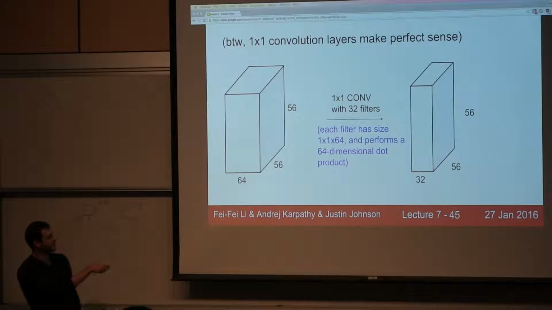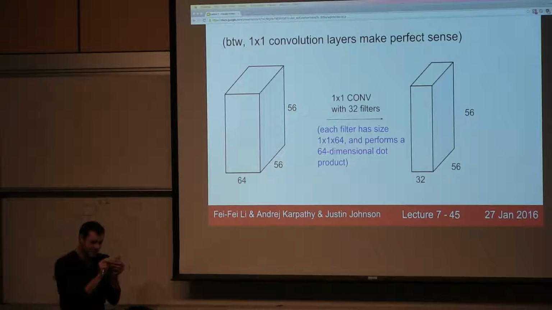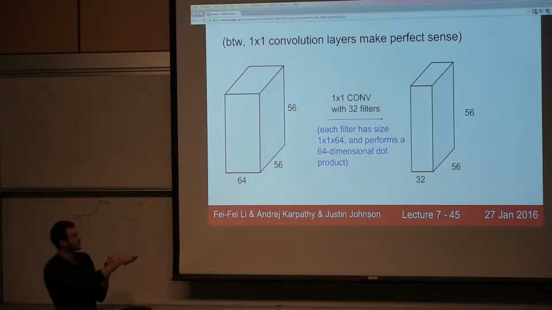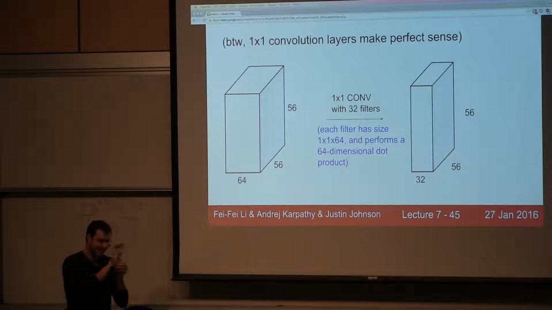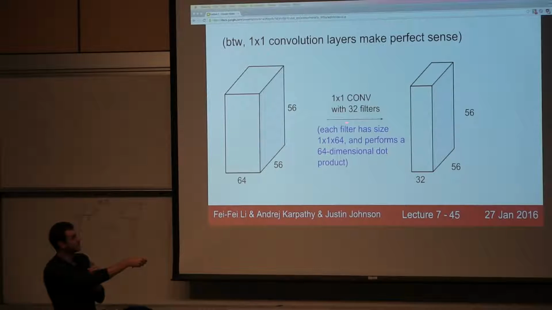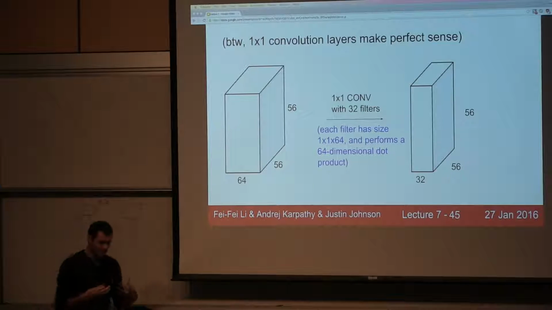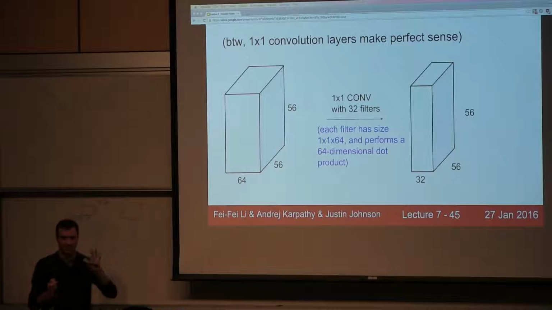So a 56 by 56 by 64 volume coming in, and doing 1 by 1 conv with 32 filters would give you the same sized output, except 32 in depth now. And each filter is 1 by 1 spatially, but you have to remember that we're doing these dot products through the full depth of the volume. So every filter here would actually be doing a 64-dimensional dot product, because these filters extend through the depth of the input volume.